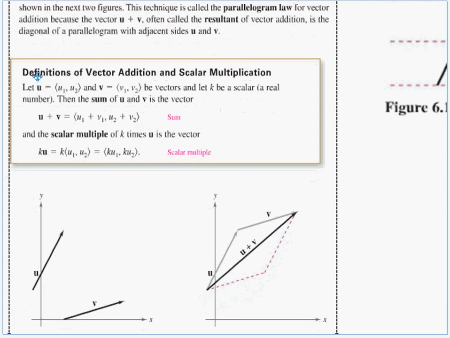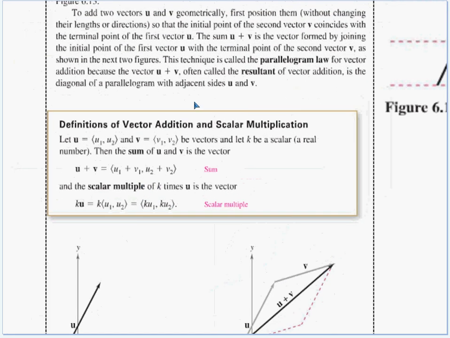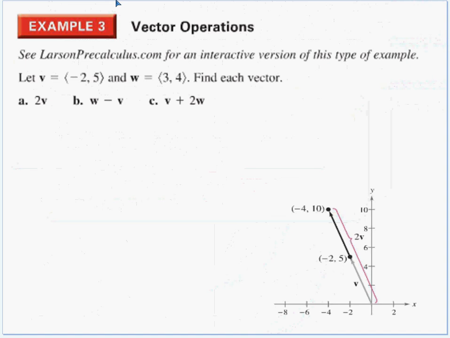So in our box, we've got definitions. u is u1, u2. v is v1, v2. Again, these are not points. These are vectors. Let them be vectors and let k be some scalar, a real number. The sum of u and v is just this: add the u1 and the v1, add the u2 and the v2, and that is your sum. Scalar multiple, you just multiply that scalar k times whatever was already in those brackets. All right, so let's try this out.